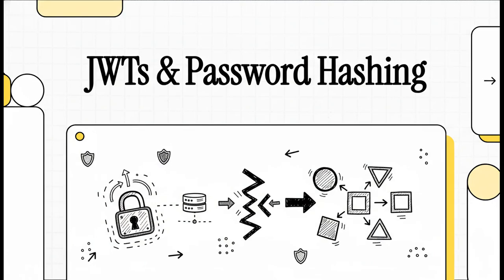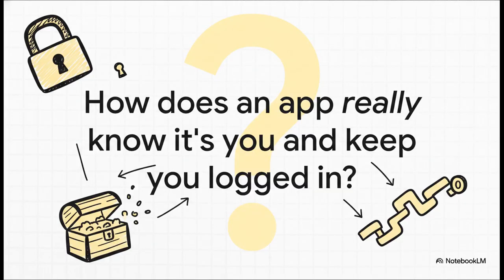Welcome to The Explainer. Today, we're going to break down exactly how modern apps keep your account secure. We'll dive into the two key pieces of tech that make it all happen: password hashing and, of course, JSON Web Tokens. So let's just jump right in.